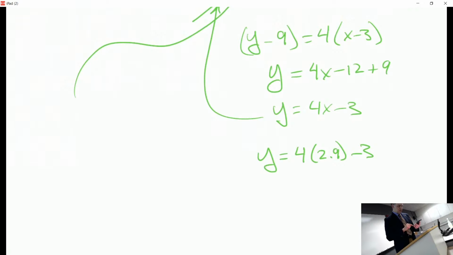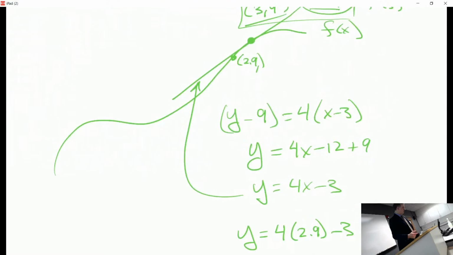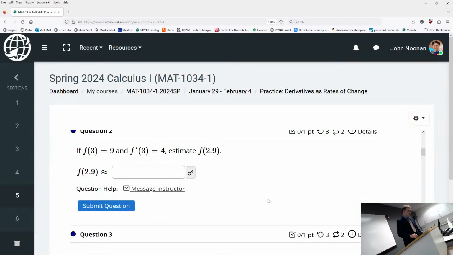Whoops. So minus 3. So I got 8.6. And that's going to be good enough. It's not going to be exact, but it didn't say to get the exact value of f of x. It just said to get an approximate value of f of x. So what did I say it was? 8.6. Let's see if it's right. 8.6.